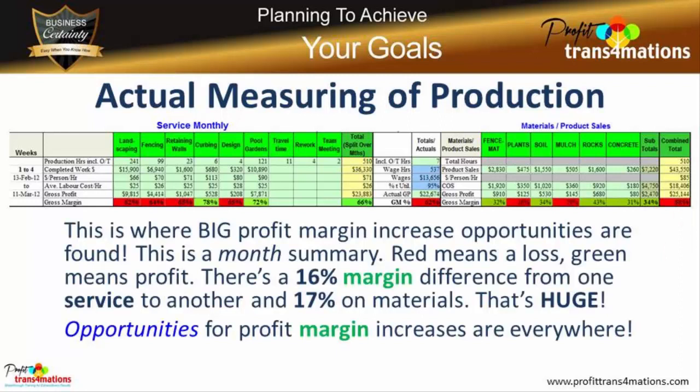This is just a month summary. So red means a loss, green means profit. But there's a 16% margin difference from one service to another. Have you noticed that? The lowest is 62%, the highest is 78% on the service side. And on the material side, there's a 17% difference in the profit margin on the materials. That's huge. That's the difference between a business being extremely profitable and making zero profit.